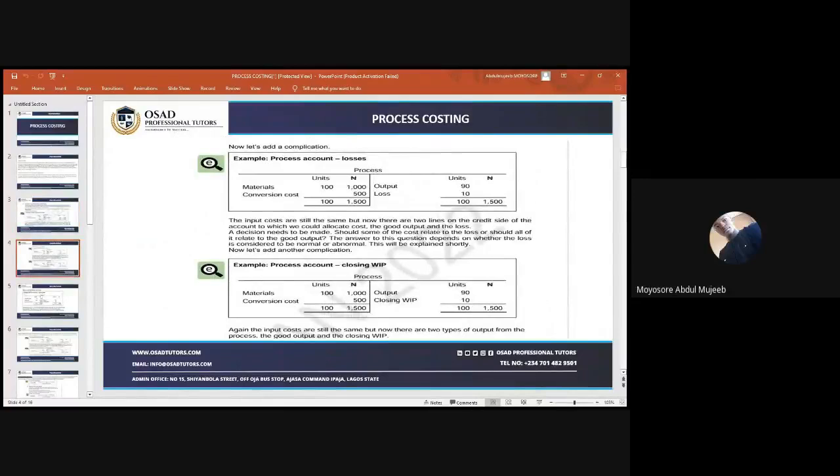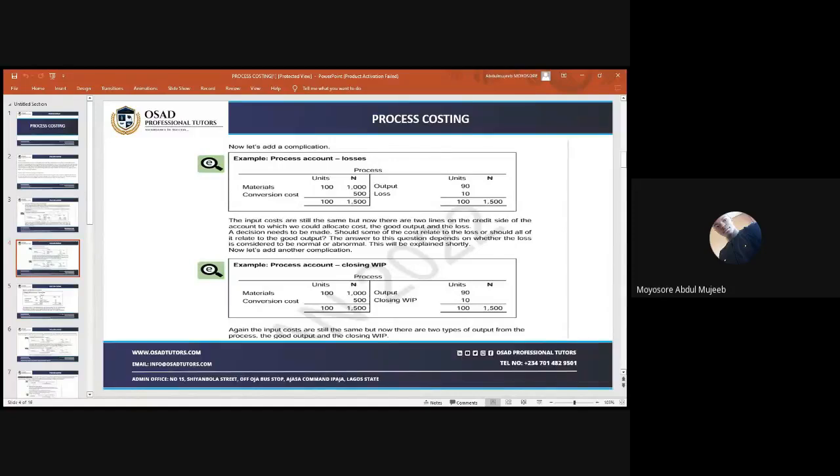This is another process account. Let's deal with something that is more complicated. Now, 100 units were produced as usual. Are we good? Can you see my screen? 100 units were produced as usual, and we have how much for conversion? 500 for conversion. That means we are spending 1,500 on production of this particular item.